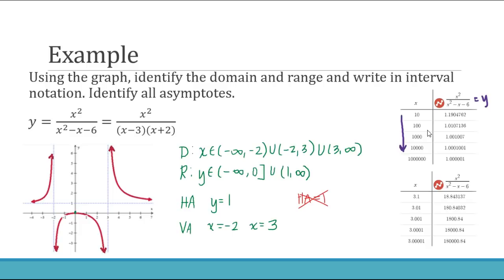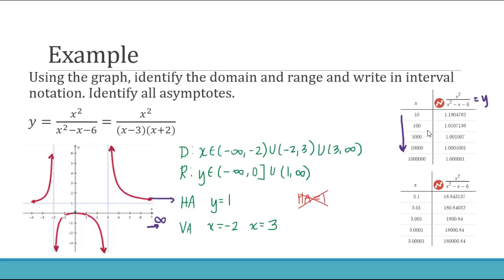So as my x values are heading towards infinity, my y values are getting closer and closer to 1. And the same thing if I did plug in values over here like -10 and -100 and -1,000,000, I would see that those y values are still getting closer and closer to 1. So that's understanding numerically a horizontal asymptote, and let's understand numerically a vertical asymptote.